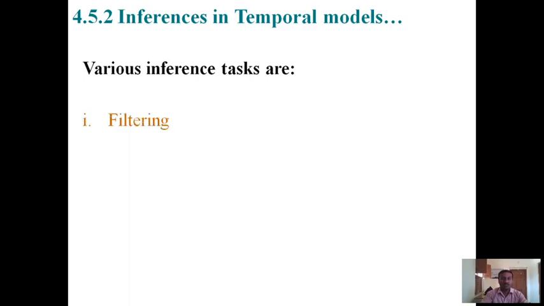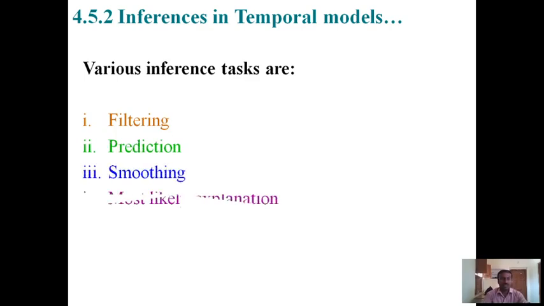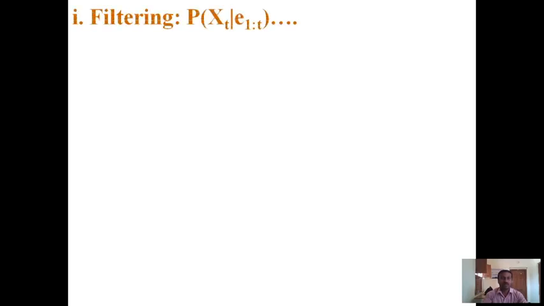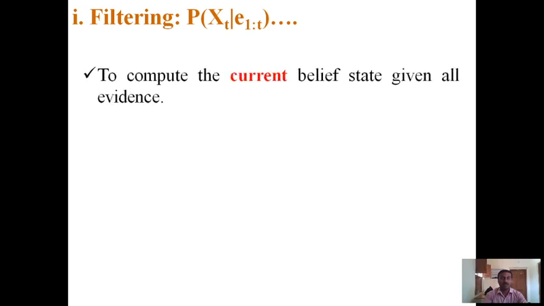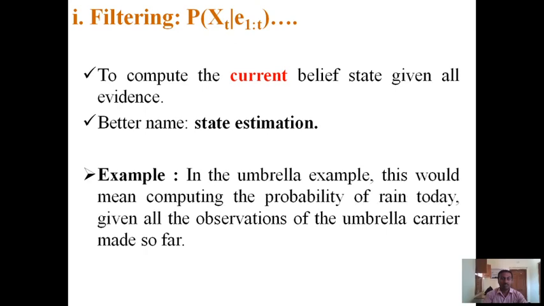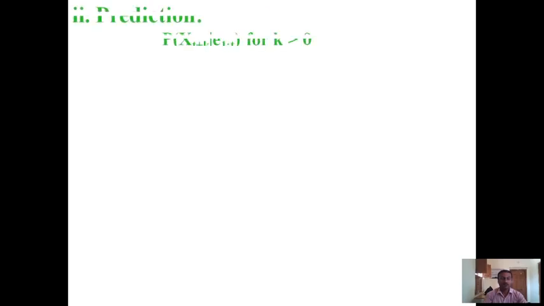The various inference tasks are: the first one, filtering; second, prediction; third, smoothing; and the last one, the most likely explanation. The first one, filtering, P(X_t | e_1:t), is to compute the current belief state given all evidence. A better name would be state estimation. Example: in the umbrella example, this would mean computing the probability of rain today given all the observations of the umbrella carried made so far.